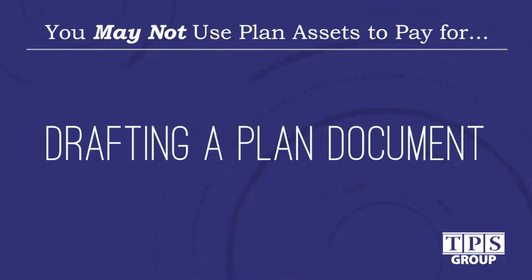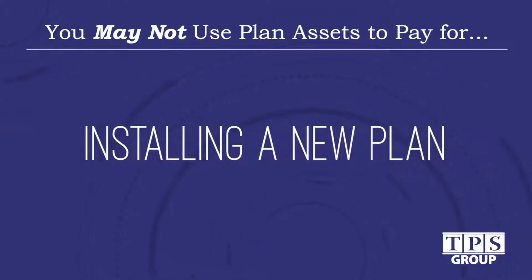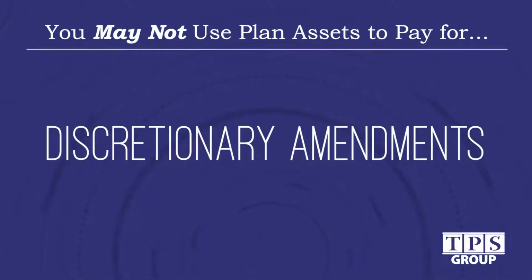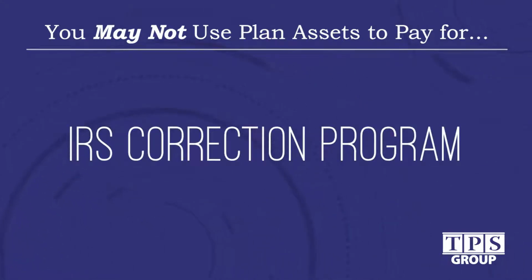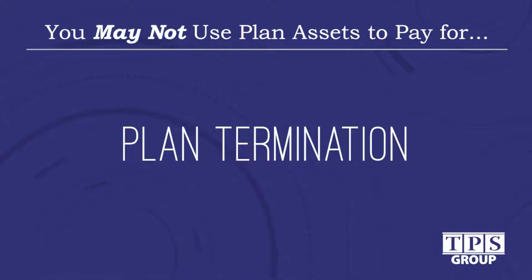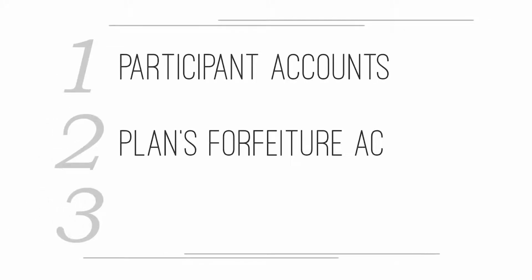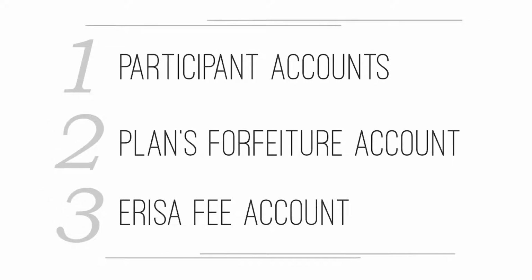They cannot cover business costs for designing and drafting your plan document, installing a new plan, or the fees associated with drafting discretionary amendments. You also cannot use plan assets to pay for IRS correction program fees or fees associated with a plan termination. When it comes to paying fees from plan assets, the choice is to draw funds from participant accounts, the plan's forfeiture account, or an ERISA fee account. Let's quickly look at all three options.